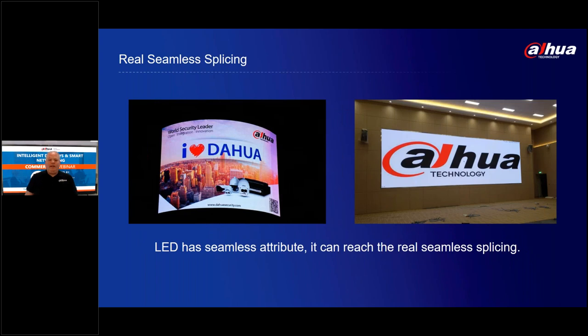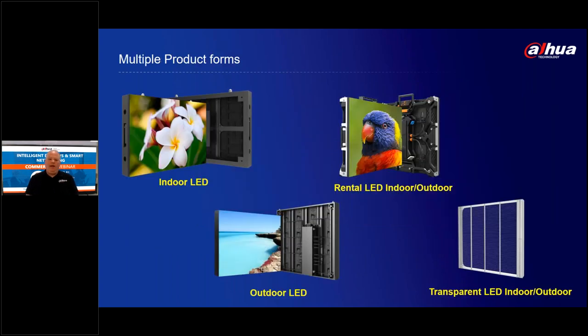And I'm sure you've seen this technology being used before. Here's a couple of examples. One of the key things about the panel is the fact that it has seamless splicing. So you don't see the lines between the individual panels. But how's that possible? Well, if we look at the different form factors, I touched on indoor, I touched on outdoor. These are different types of construction depending upon the individual application. There's also, as we'll see in a moment, a good rental market for both indoor and outdoor. And again, for retail, there's even a transparent LED panel.